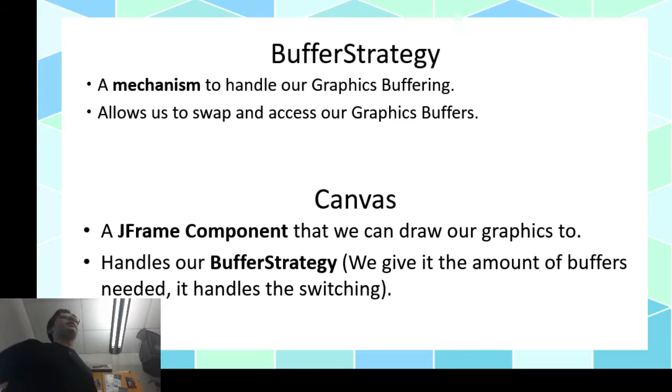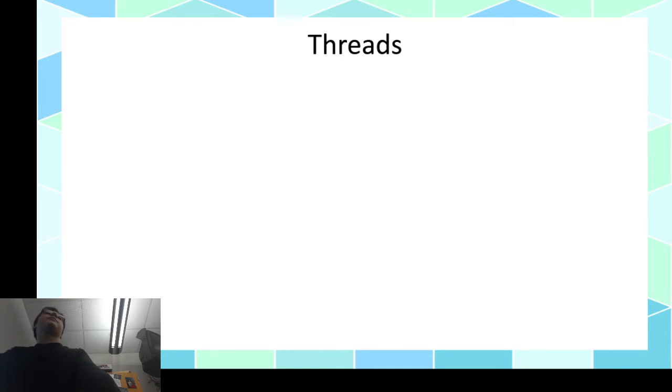So this is what we just went through. Remember, we have a buffer strategy, which buffers our graphics pretty much, so the user doesn't see us actually drawing to the screen. So that's what the buffer strategy is. And then our canvas is our component that we actually draw all of the graphics to, and it will handle our buffer strategy.